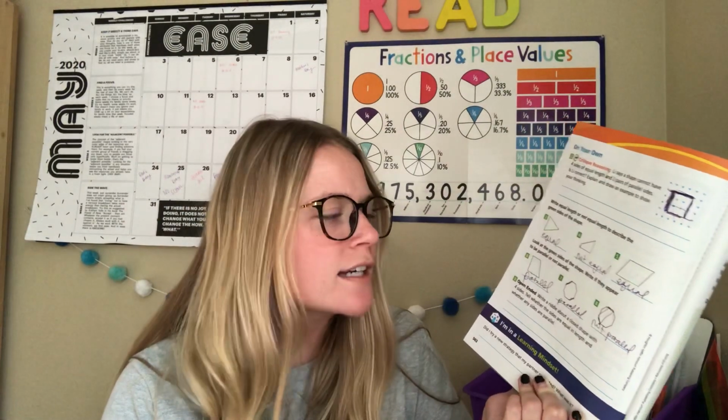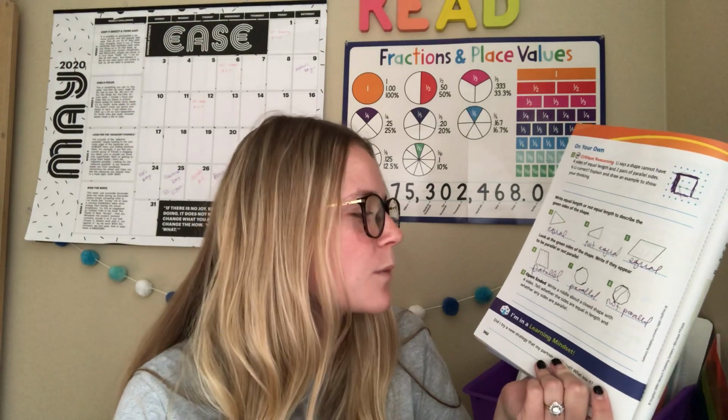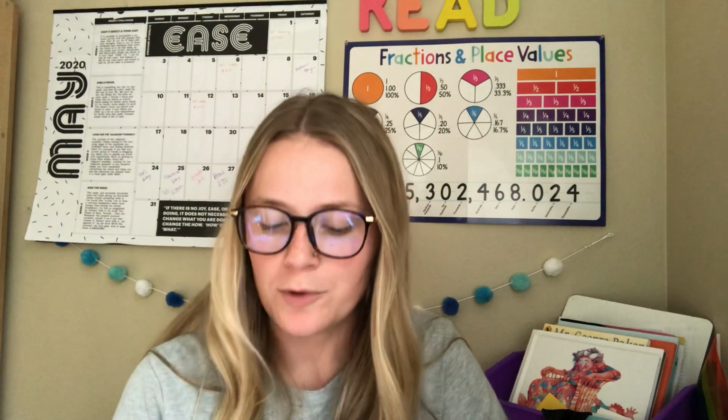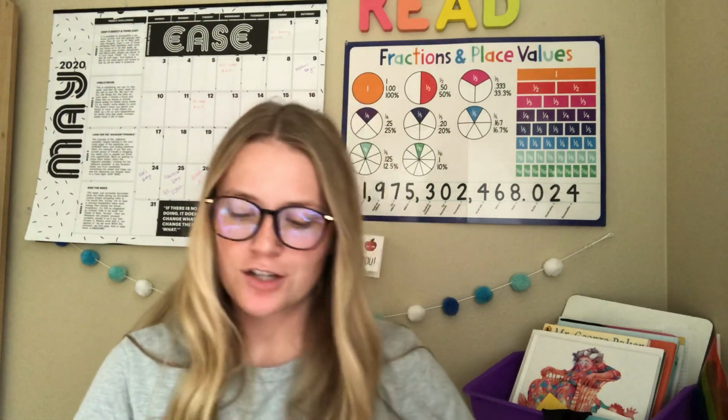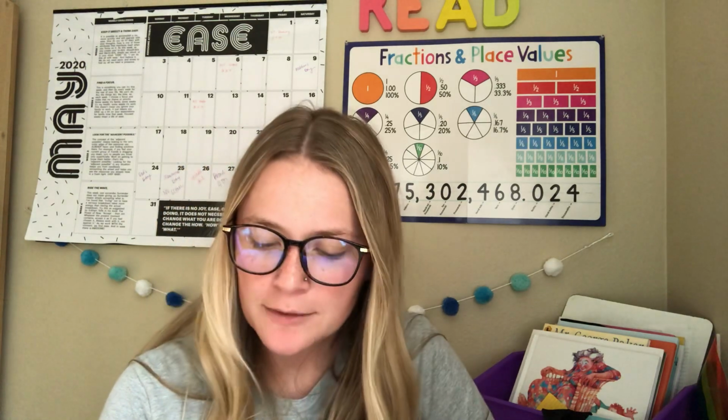Number 9, write a riddle about a closed shape with 4 sides. Tell whether the sides are equal in length and whether any sides are parallel. Okay, so let's see. A riddle about a closed shape with 4 sides. Tell whether the sides are equal in length and whether any sides are parallel. I don't know what it means to say a riddle. Like, I know what a riddle is, but I don't know how you're supposed to write a riddle about a closed shape with 4 sides. Tell whether the sides are equal in length or whether any sides are parallel.